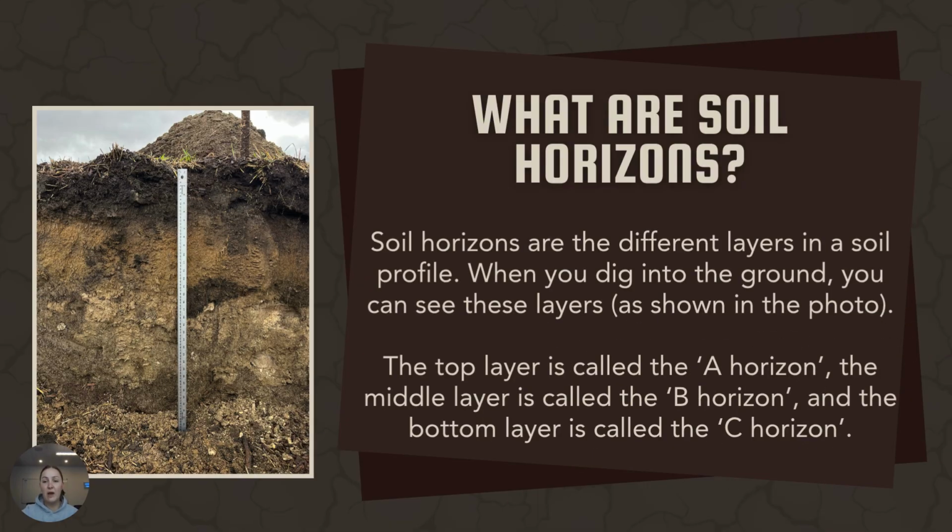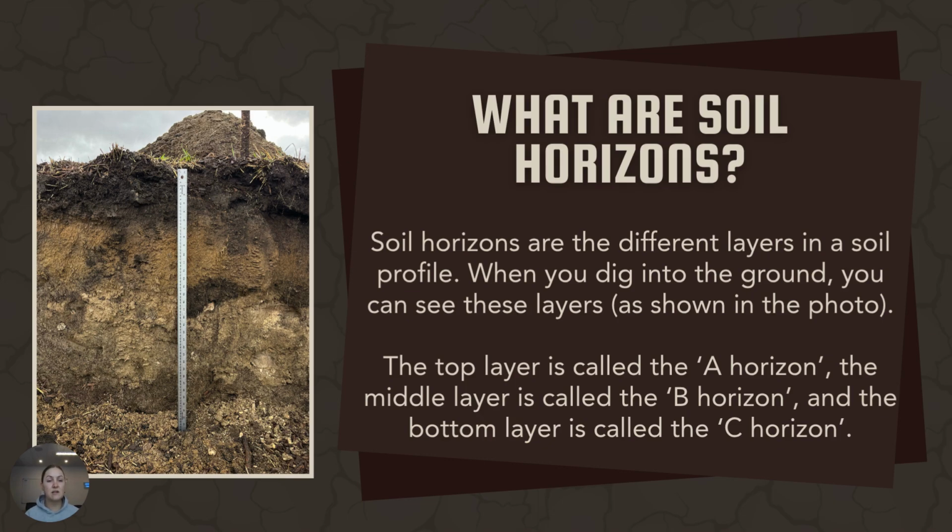So, right off the bat, we're going to talk about soil horizons. Soil horizons are the different layers in the soil profile that you see when you dig around. This photo is of a soil pit that we dug right by our site here in Birch Hills. And you can see three really distinct layers. These are the A, B, and C horizons. A is the top, B is the middle, C is the bottom.